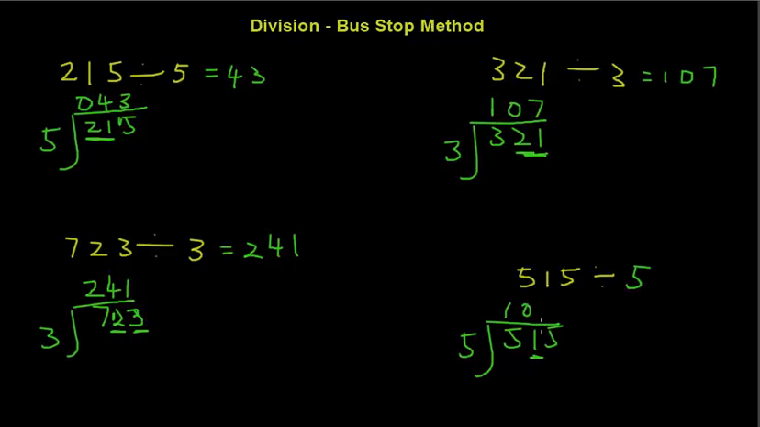And then once we've done that, we then go ahead and look at both numbers together. So how many times does 5 go into 15? The answer is 3. So our final answer is 103.